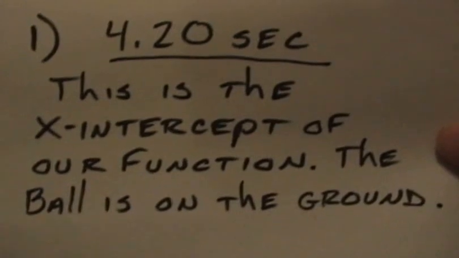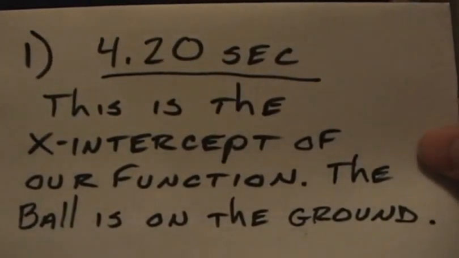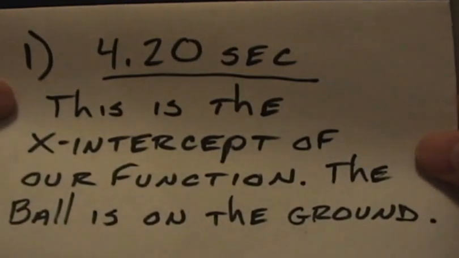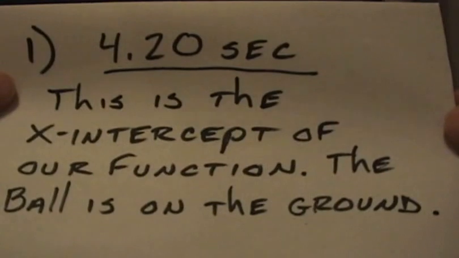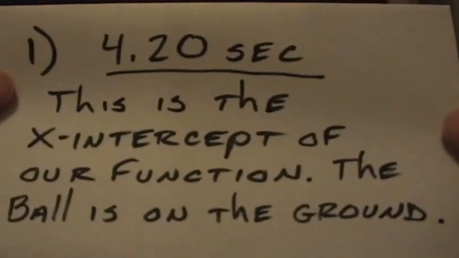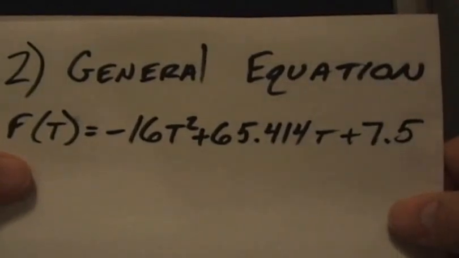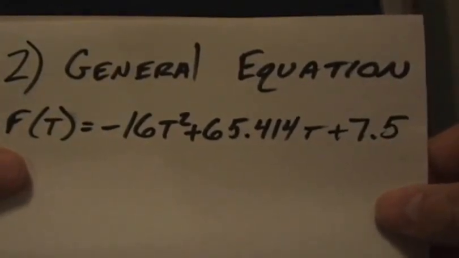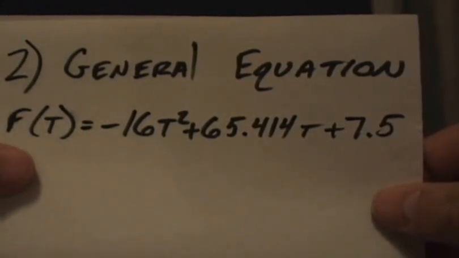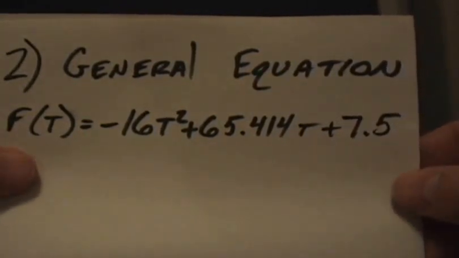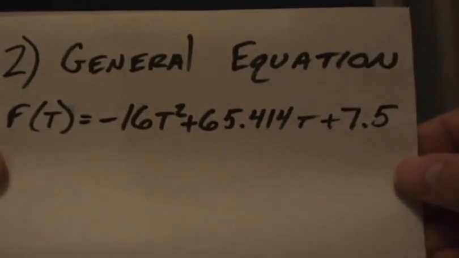Okay, when the height of the ball is 0, the time corresponding to our function is going to be 4.2 seconds. This is the point at which the ball touches the x-intercept, or in this case, it is actually on the ground. Since Jacob solved our initial velocity to be 65.414 feet per second, we can come up with a general equation of negative 16 t squared plus 65.414 t plus 0.75 feet.